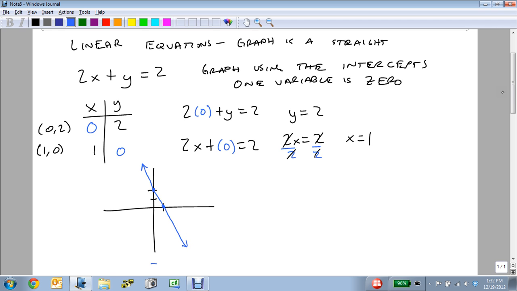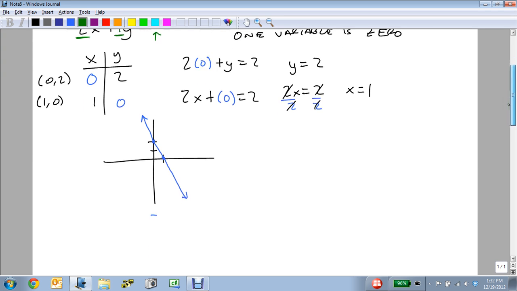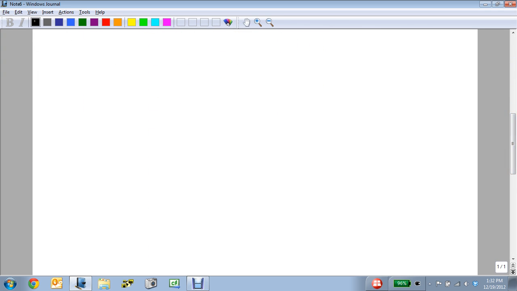Now this works really well whenever both the number in front of the x and the number in front of the y, even if it's a hidden one, divide evenly into the constant on the other side. So let's show another example. Suppose that we have 3x minus 4y equals 12. Again, we want to do this by x and y. So we let an x be 0, and we let our y be 0.